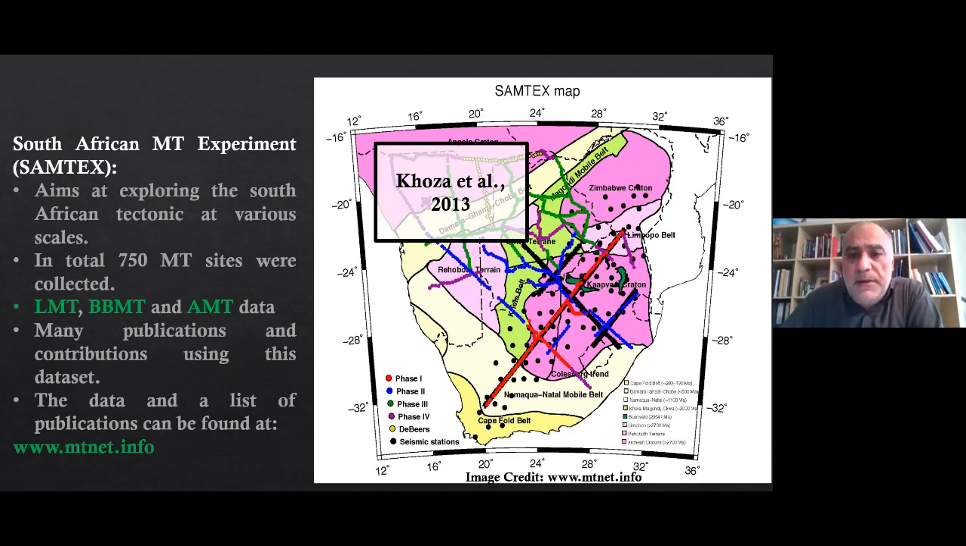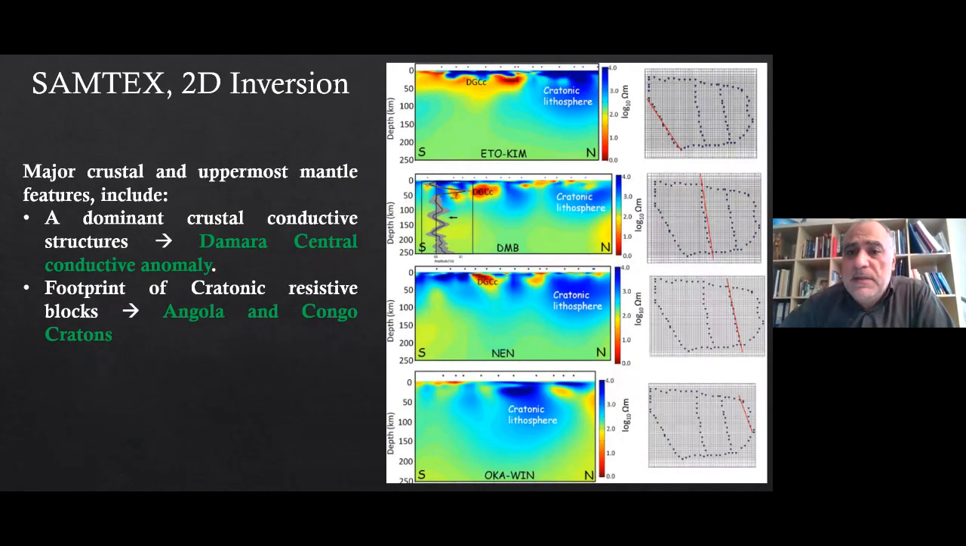For the talk today, I will only concentrate or focus on a study published by our colleague David Khoza back in 2013, and he took a group of the sites located in the northwestern part of the array. So David took this subset of the data and started exploring the subsurface in terms of electrical conductivity, and he started with a 2D inversion on some transects along these profiles here, for example. The top one showing that one in the western part, and it goes farther to the east.